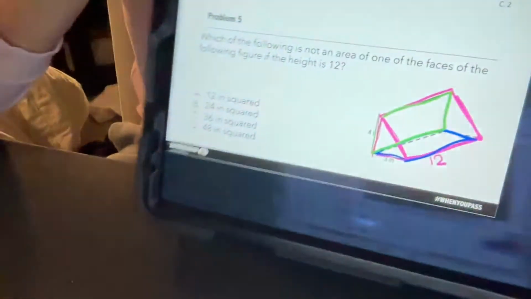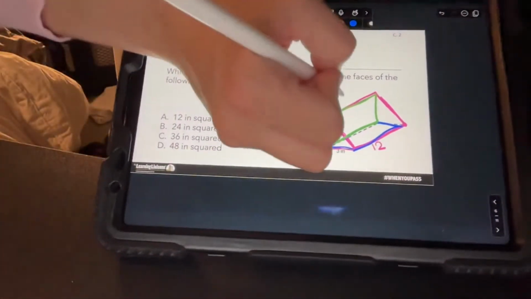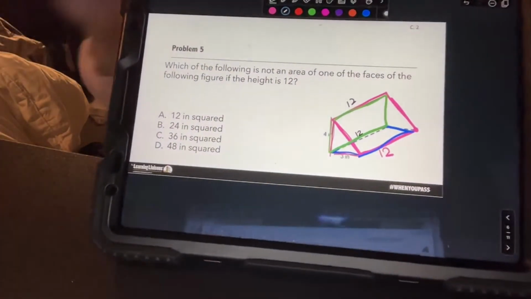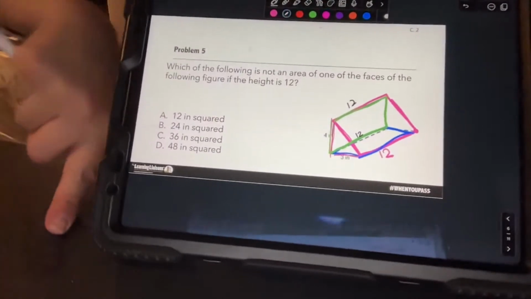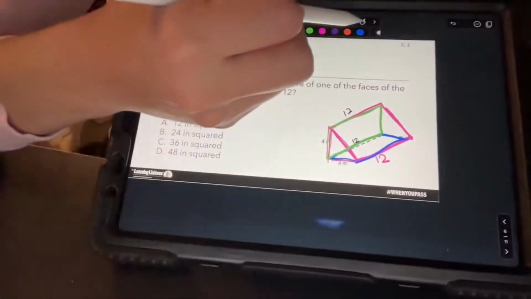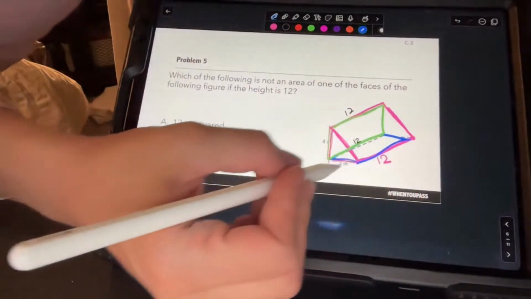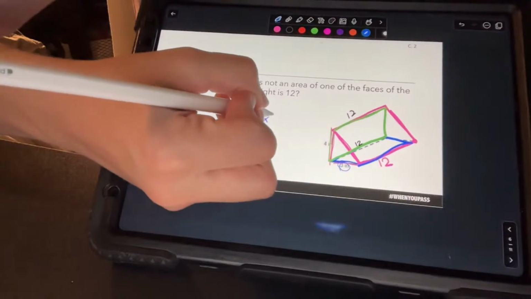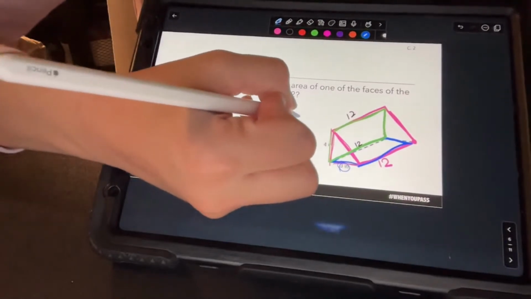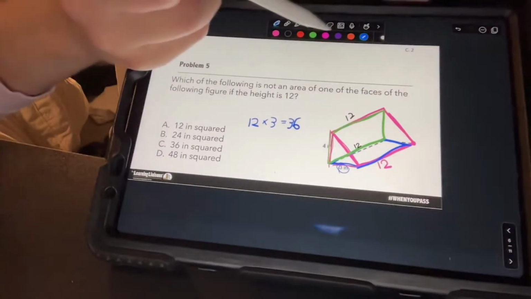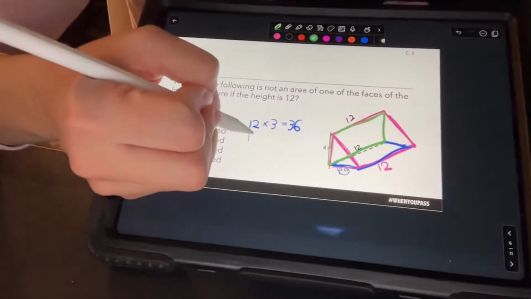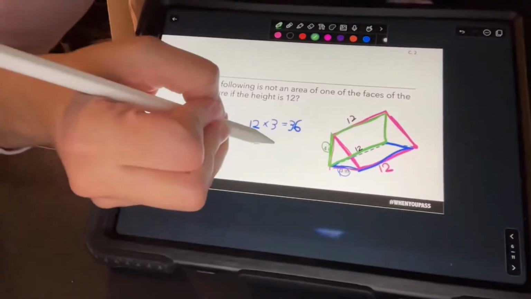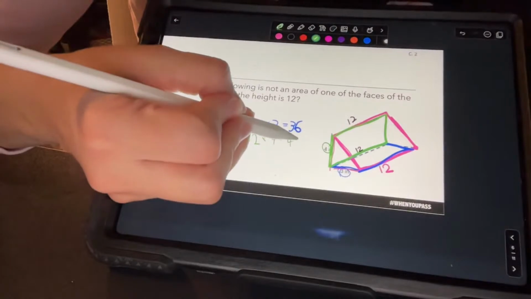Well, we know that if the height is 12, this is 12 and this dotted line is 12 because those are all lines that are connecting my triangles together. And the blue rectangle has a side of 12 and a side of 3. So 12 times 3 equals 36. What about the green rectangle? The green rectangle is 12 times what? 12 times 4. Well, 12 times 4 is 48.